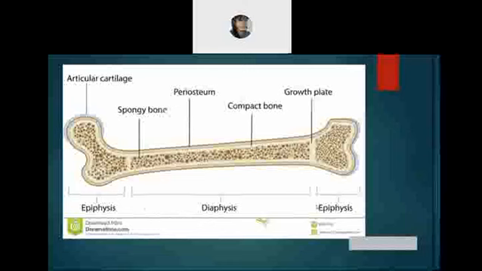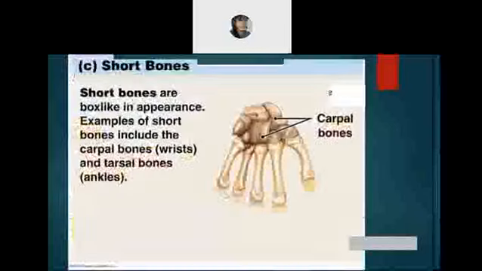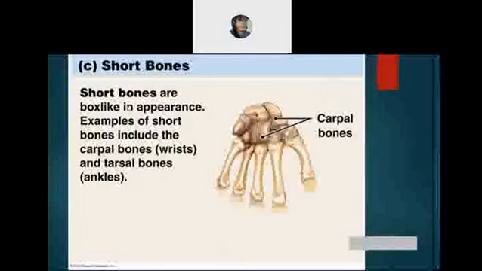Let's see again the epiphysis and diaphysis. Okay, let's move to the next. Short bones. How is the appearance of short bones or carpal bones? Box-like. You can see in the picture also, it's like a box in appearance.